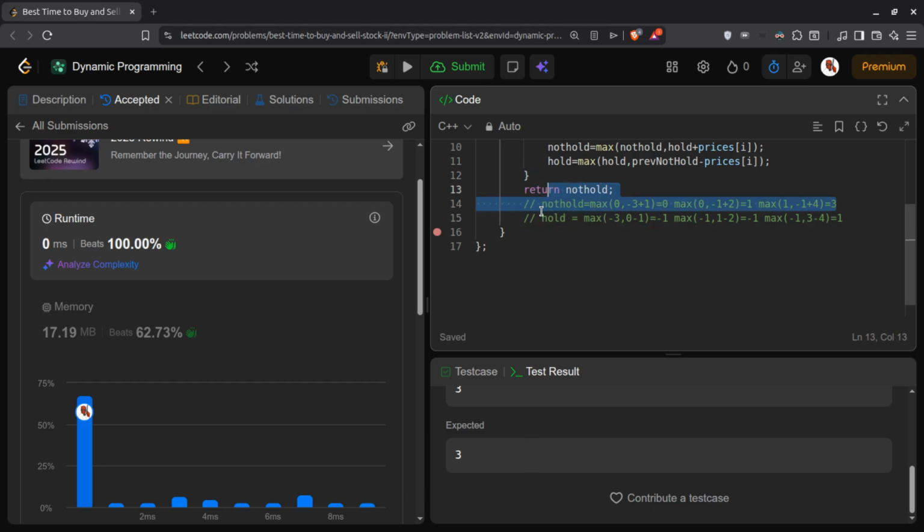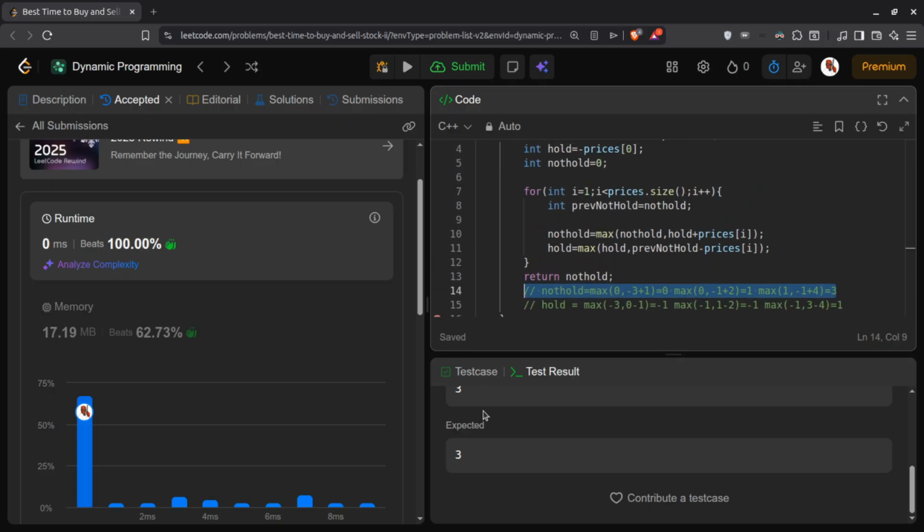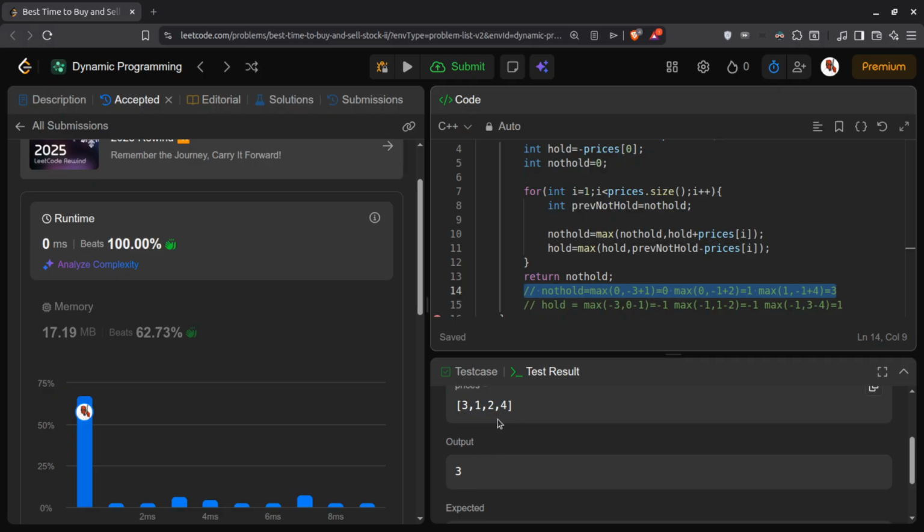So that's how the code is working. This is the logic behind it. We get the max profit we can attain from this stock over these days.